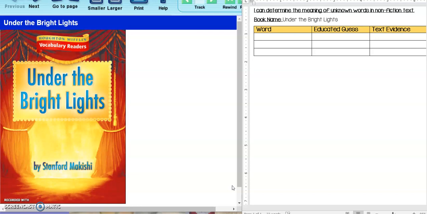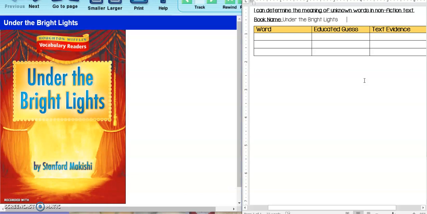Hello guys! Today what we're going to work on is something very similar to what we worked on yesterday. So we're going to focus on determining the meaning of unknown words in a nonfiction text. Yesterday we looked at a worksheet and pulled out some words that seemed kind of difficult, and we figured them out using text evidence. Today we're going to do the same thing, but we're going to use this little bitty graphic organizer that I've made over here.